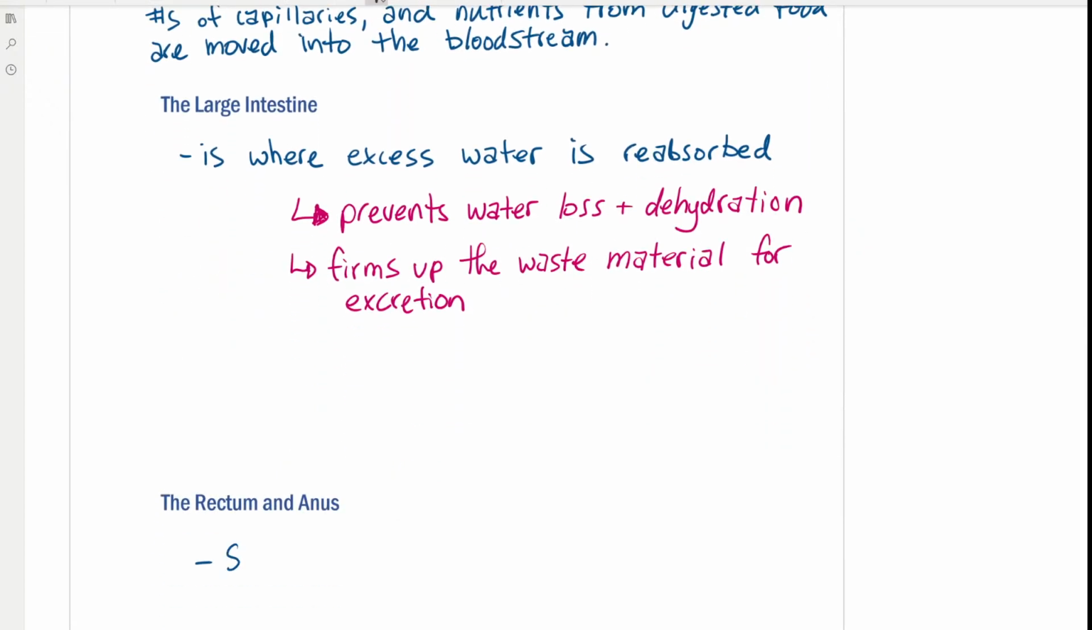And then the rectum and the anus is where solid waste is excreted from the body.